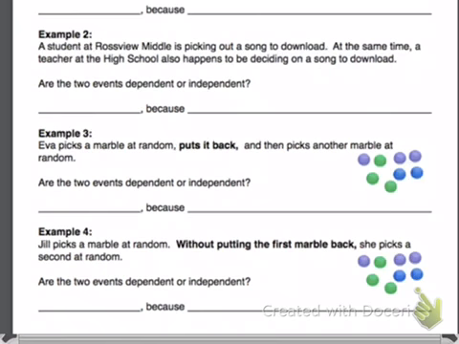So that is okay. Example 2, a student at Rossview Middle is picking out a song to download. At the same time, a teacher at the high school also happens to be deciding on a song to download. These are independent. One doesn't affect the other one at all. Okay, just because the student picks a song to download doesn't mean that song won't be there for the teacher to download. So that is completely independent.